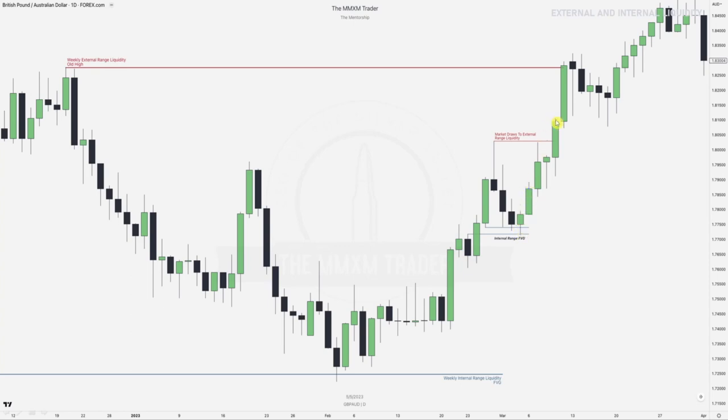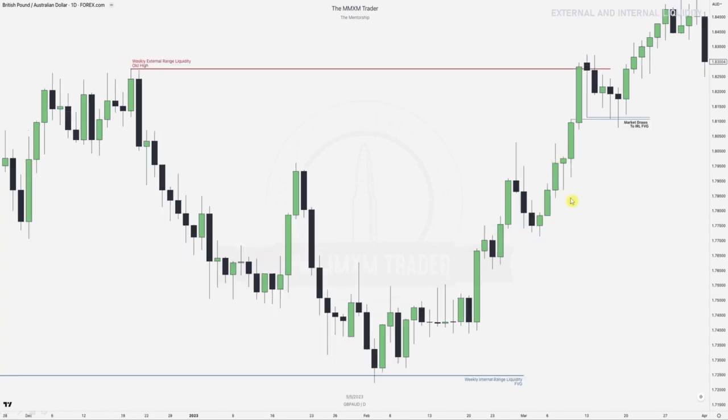Again, back into external. Now we've hit that external, that extreme high up here. What do we want to do? We want to go back into an imbalance again. There's another imbalance down here in the fair value gap, and it keeps on going into internal and then draws back into external. So literally it's external to external on repeat.